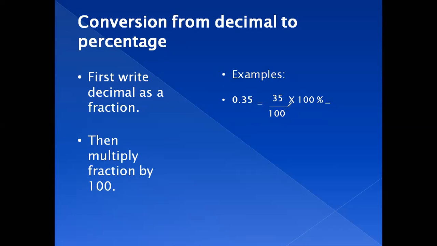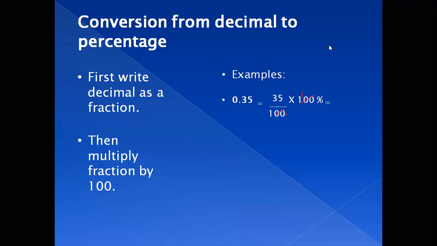All right. Now the same step we will follow, that is cross simplification. 100 ones are 100 and 100 ones are 100. So what is left behind now? 35. And so 35% is our answer.